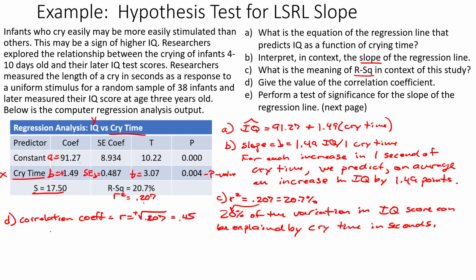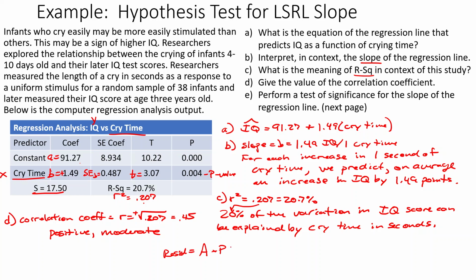It's positive, and we could say that this is moderate. Again, below 0.3 would be weak. 0.45 is somewhere in the middle, so it's not bad. We could do other things here too. We could plug in cry times to predict IQs and things like that. They could give you one data value and ask for the residual, and you could do actual minus predicted for residual.